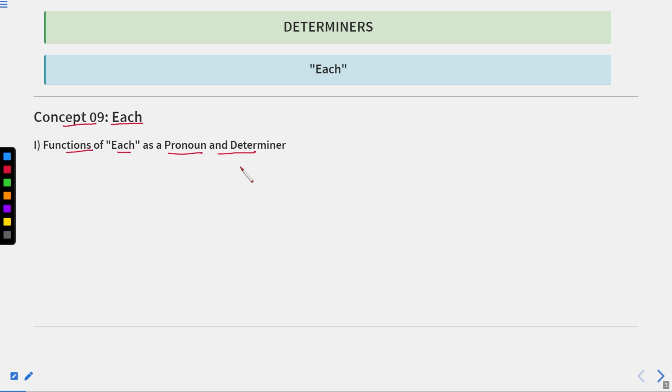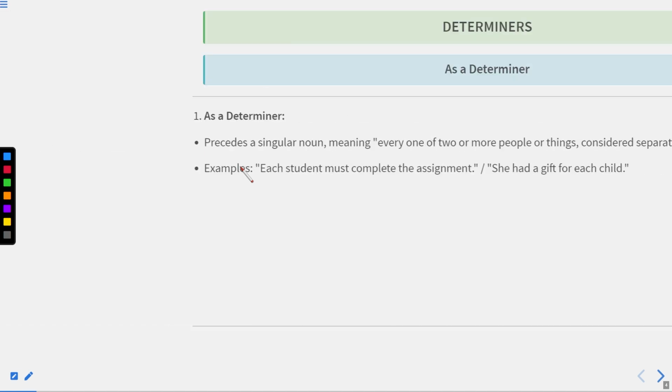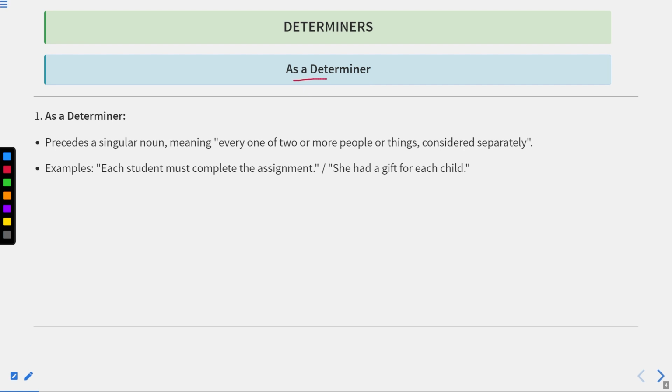But it can be a pronoun as well. But when it is a pronoun, obviously it will replace noun and take its place. Okay, so first we'll discuss each as a determiner. As a determiner, if we talk about the word each, it precedes a singular noun. Now this thing is very, very important over here. First of all, this word each should precede a singular noun.